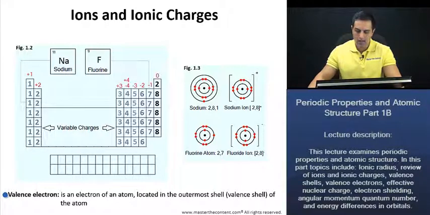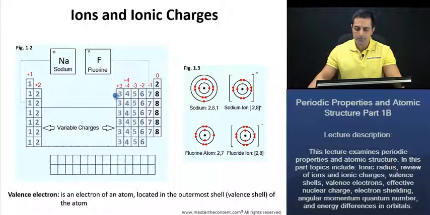A valence electron is an electron of an atom located in the outermost shell, the valence shell, of the atom. Now, Group 1 elements have one valence electron. Group 2 elements have two valence electrons. Don't worry about the transition metals. This block here, we'll cover it when we need to, and it's not really going to be related too much to the type of questions you're going to be coming across.